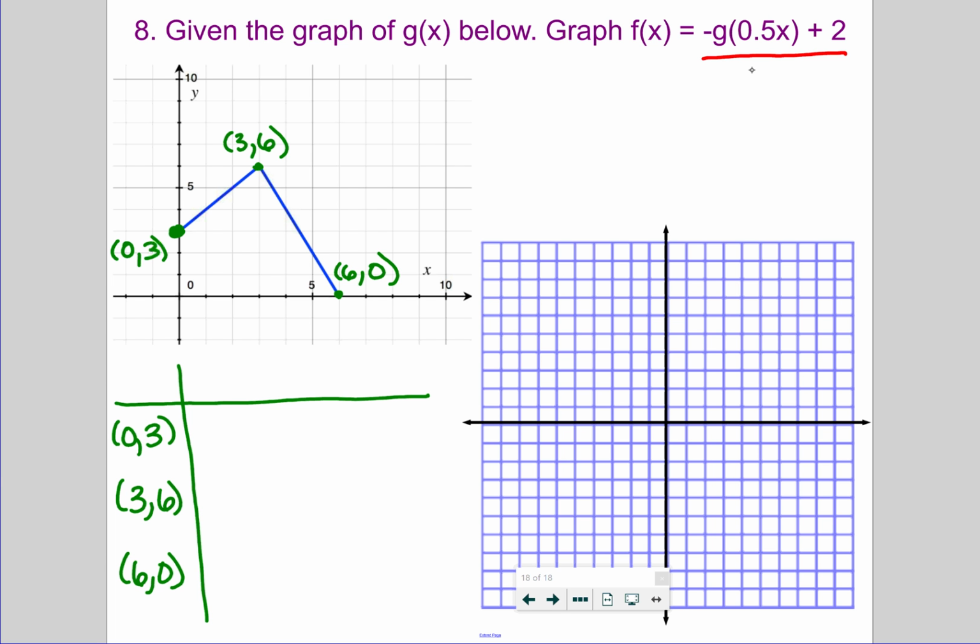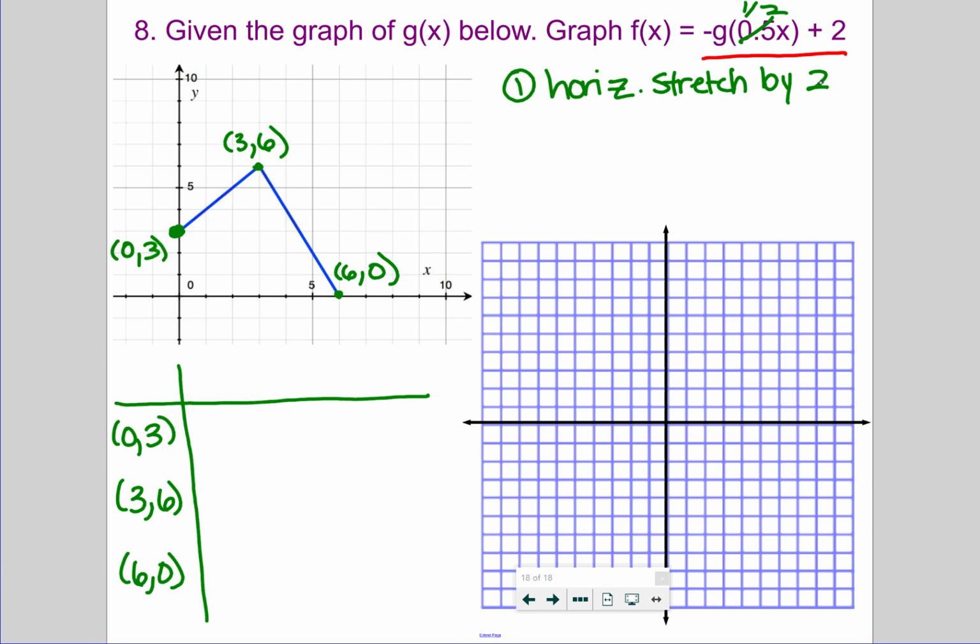Okay, now let's go back up to the function and see what transformations are happening. So there was an order of operations, if you remember, to transformations. The first thing that you do, if you have it, are any left-right shifts. Well, there's no number added or subtracted on the inside, so we don't have any of those. Next, we have a 0.5 in front of the x, which you can always write as a 1/2, of course. So that means that there is a horizontal stretch by a factor of 2.